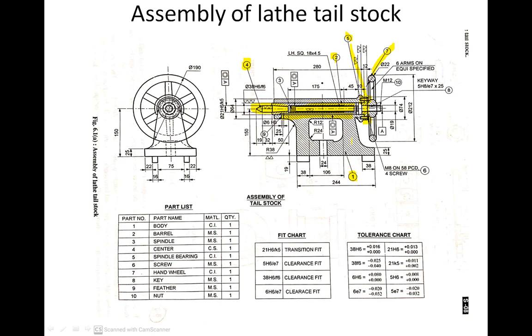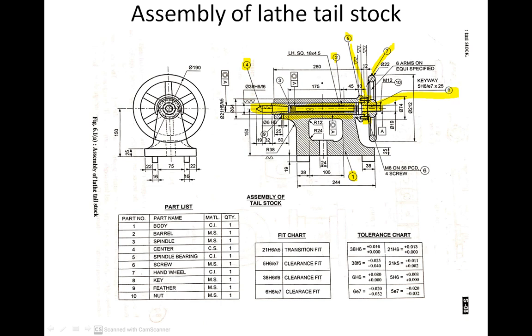Then part number 8 is the key. So in this hand wheel, the keyway is provided. Also on the spindle, the keyway is provided. So this hand wheel and spindle are fixed with the help of this key. That is key, part number 8.